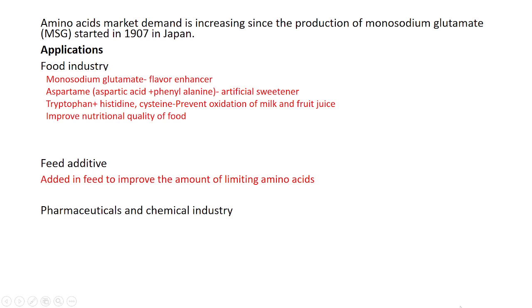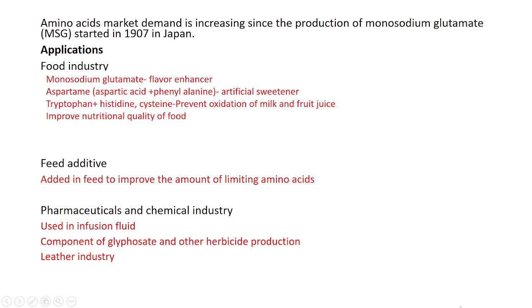Usually, limiting amino acids are added such that the animal is getting these amino acids from the animal feed rather than from natural sources. And in pharmaceutical, amino acids are used in infusion fluid, which are given to the patients post operation, or in some condition the patients are given infusion fluid, and this infusion fluid will be having amino acids in them. Amino acid is a component of many herbicides. One example of the herbicide is glyphosate, and amino acids are used in leather industry, cosmetic industry, etc.